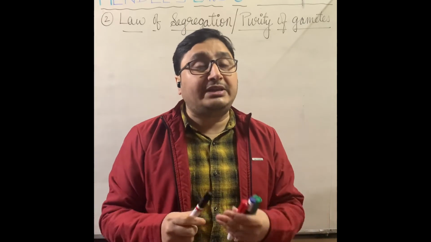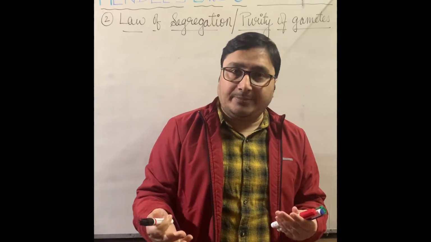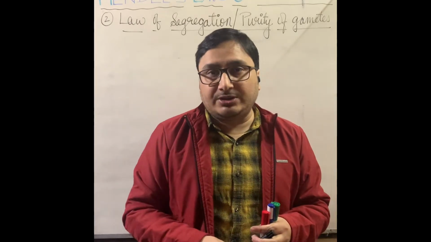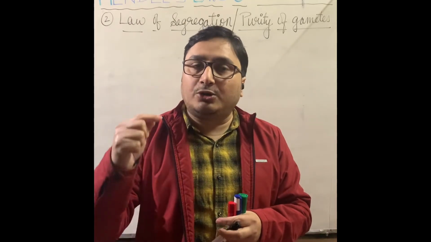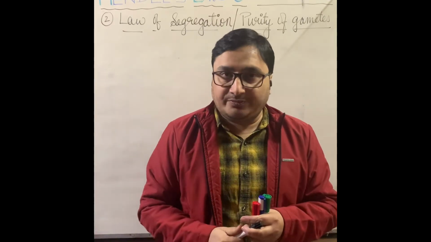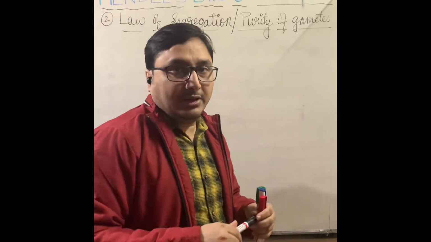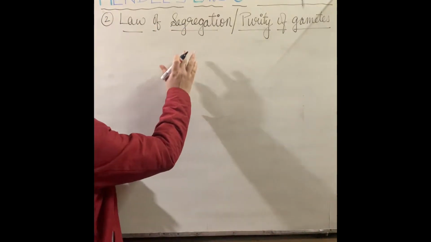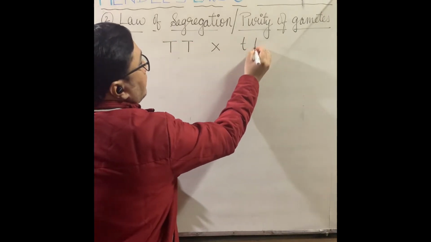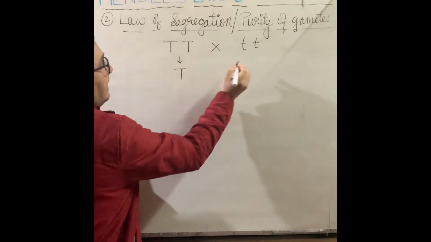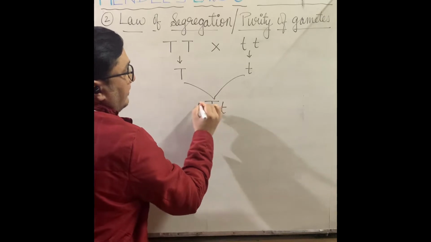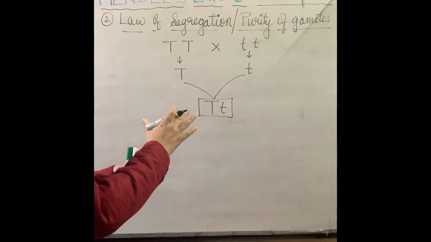Now what do we do with the F1 generation? We go for selfing. And when selfing is done, what happens? In the F2 generation, we saw that the trait which could not be expressed in F1 got expressed in F2. So how was that possible? Let us see. In the previous law, I crossed a pure tall plant with a short plant, got the gametes, crossed them, and we got all tall plants. This is what we did in the previous law also.